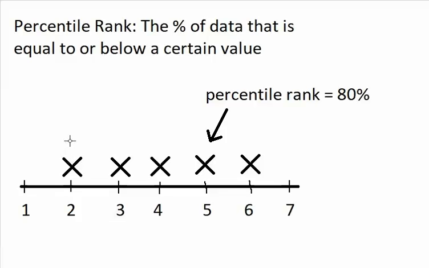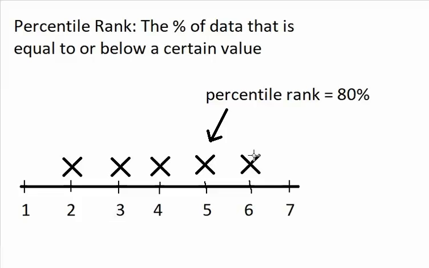If a value is down at the low end, it's going to have a small percentile rank because very little data is below it. A very small percentage is below it. If a data value is at the high end, it's going to have a big percentile rank because a lot of data is below it. A big percentage is below it.